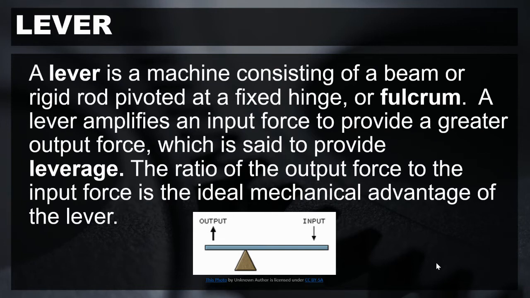A lever is a machine consisting of a beam or rigid rod pivoted at a fixed hinge or fulcrum. A lever amplifies an input force to provide a greater output force, which is said to provide leverage. The ratio of the output force to the input force is the ideal mechanical advantage of the lever.